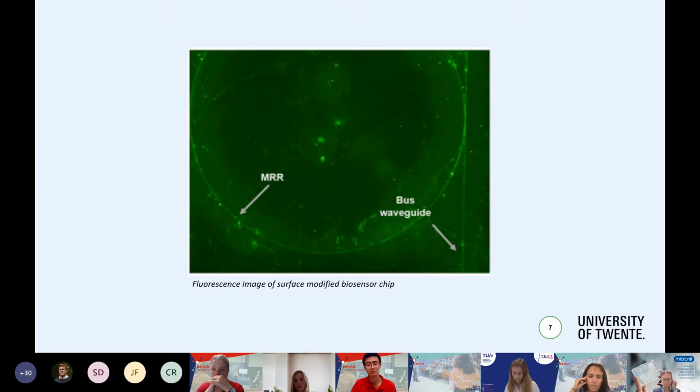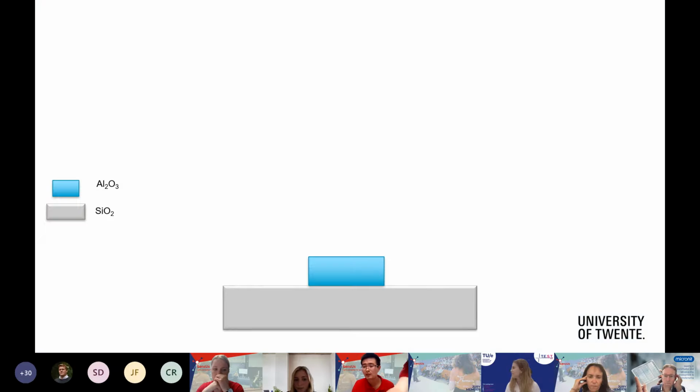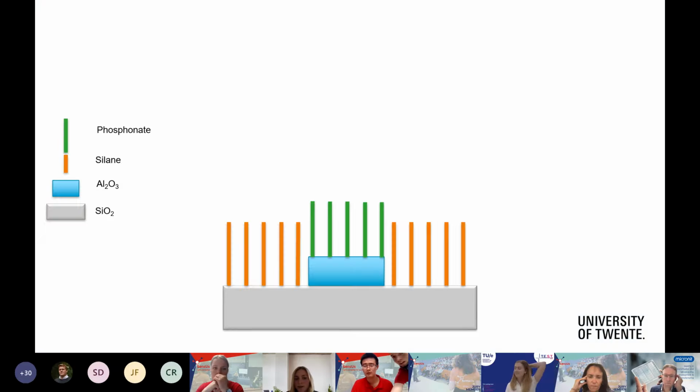We have developed an anti-fouling layer coating for the chips consisting of phosphonates bound to the waveguide and rings and silanes on the rest of the chip. This layer allows for selective binding of the antigen on waveguides and rings, and this increases the sensitivity of the system. On top of the phosphonates from the anti-fouling layer, biotin and streptavidin were bound. Then biotin-related antibodies were bound to the streptavidin.